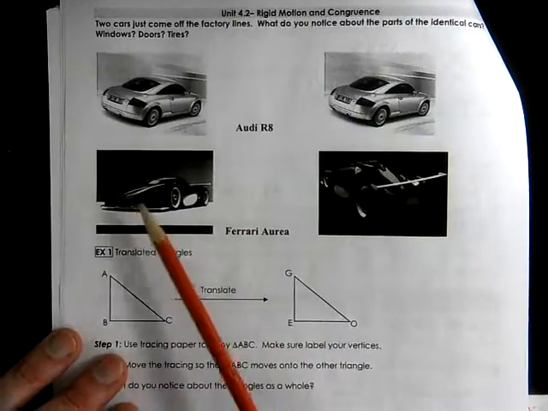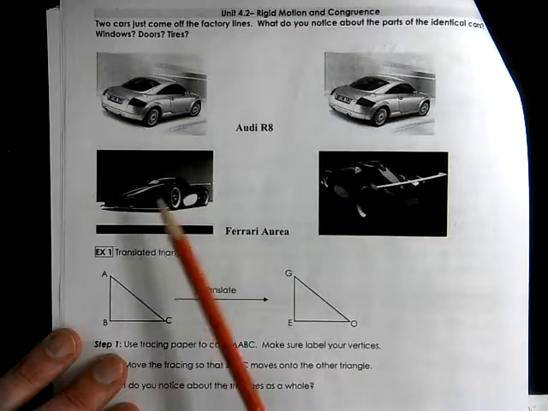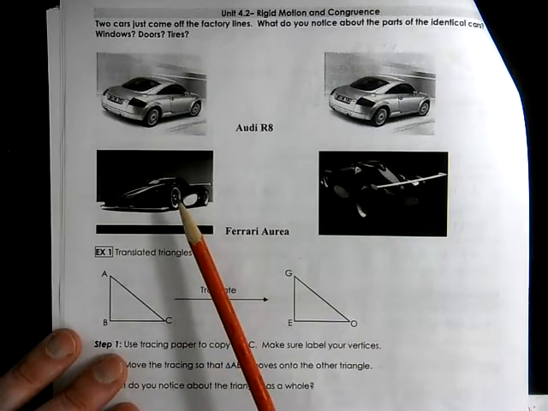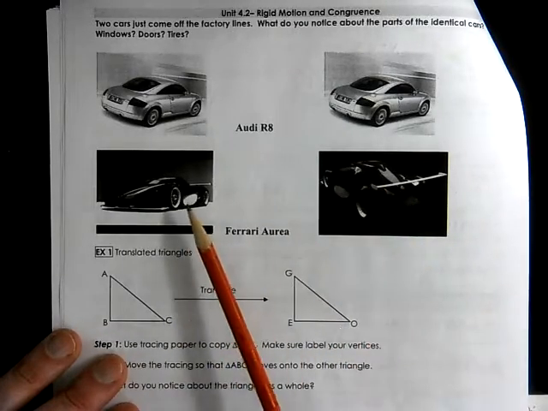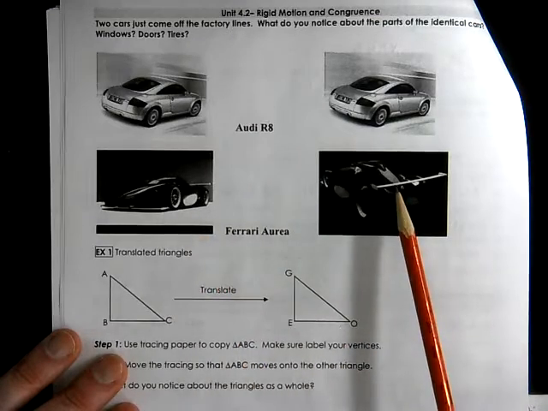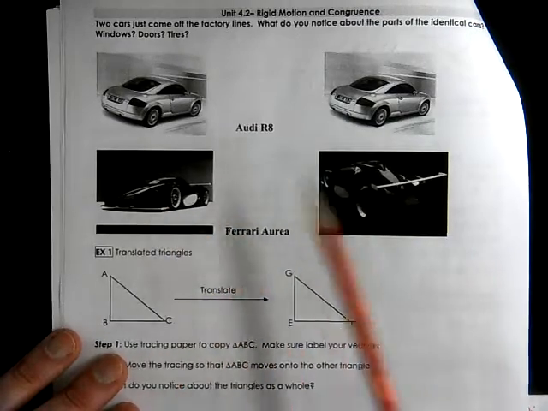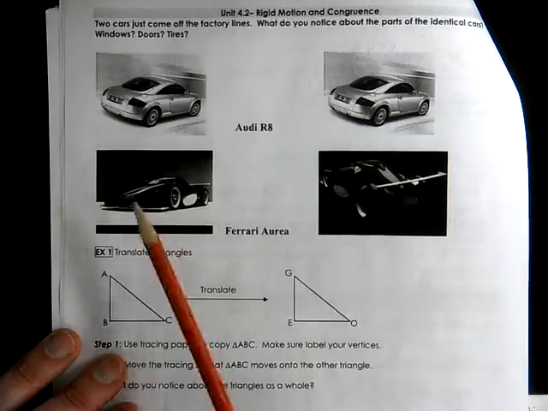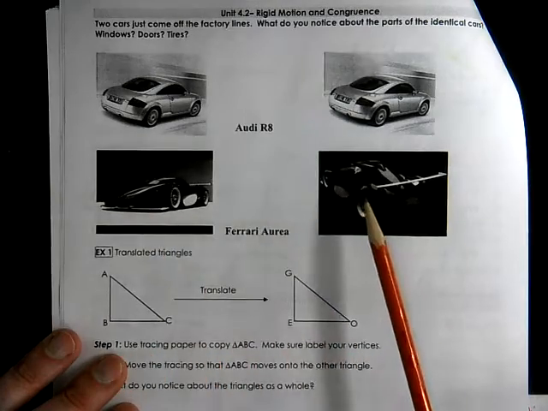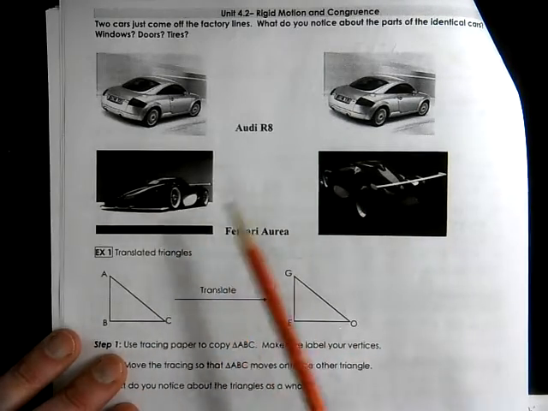Down here we have the Ferrari, and it looks like it's spun around. It's done a rotation. It has a different orientation, but it's still congruent to each other. It looks like it's going in a different direction, but it can still be congruent.